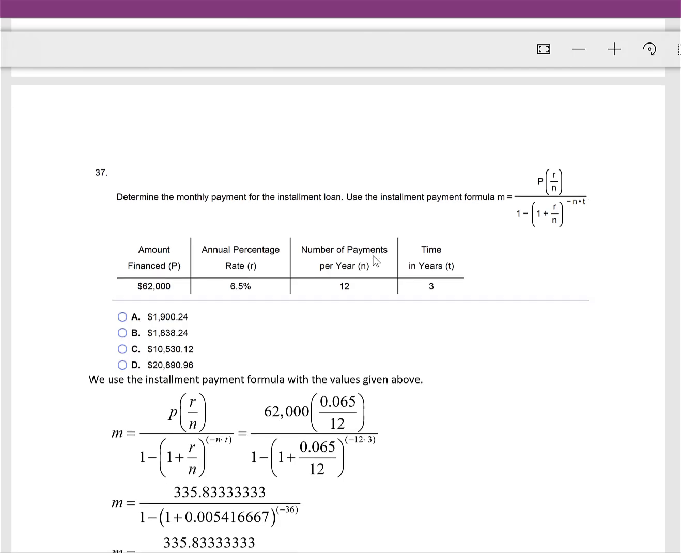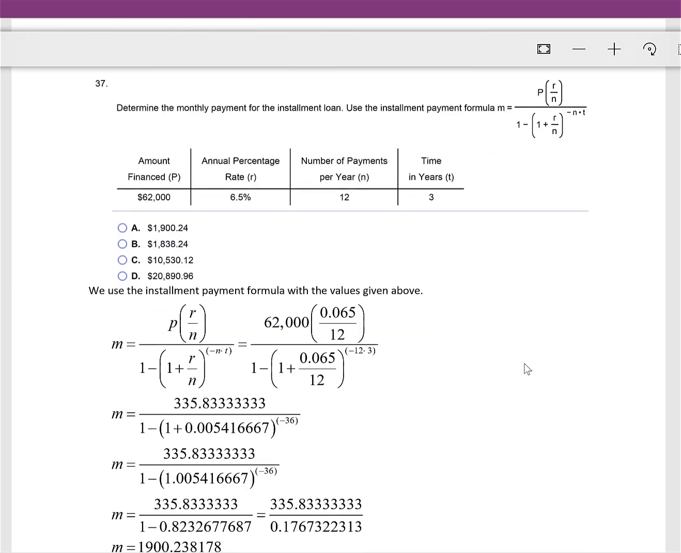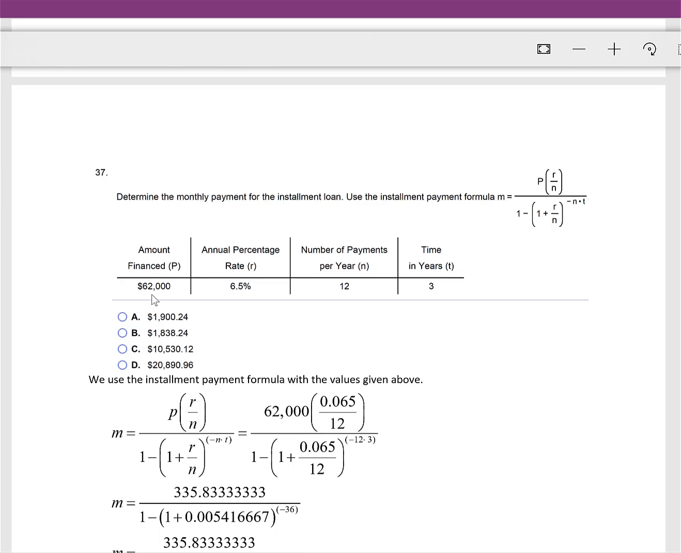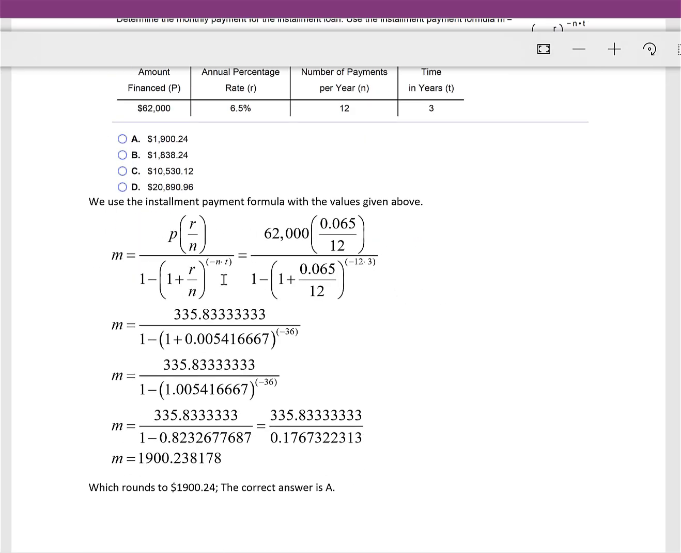And then let's go back over here. Now we're going to do an installment loan payment. And they've given us the formula, and they're going to finance $62,000 at 6.5% with monthly payments for 3 years. So again, here's my monthly payment formula, put my values in. Remember the negative exponent, very important here in the denominator. And when I get finished, I come down here to $1,900.24, which is answer A.